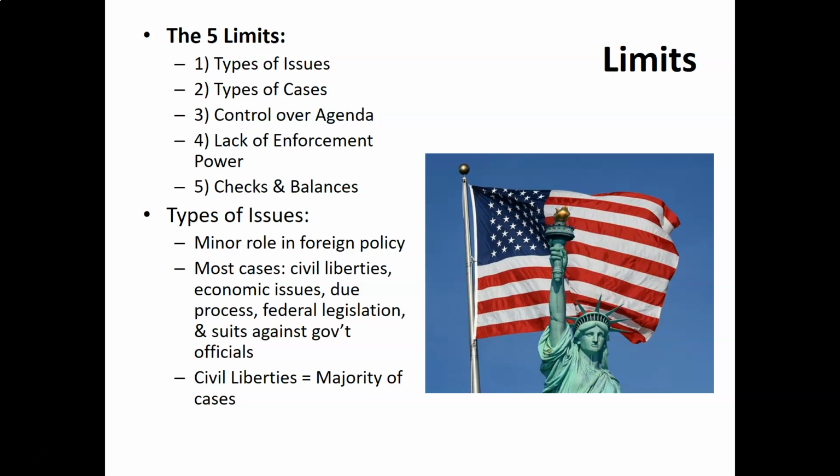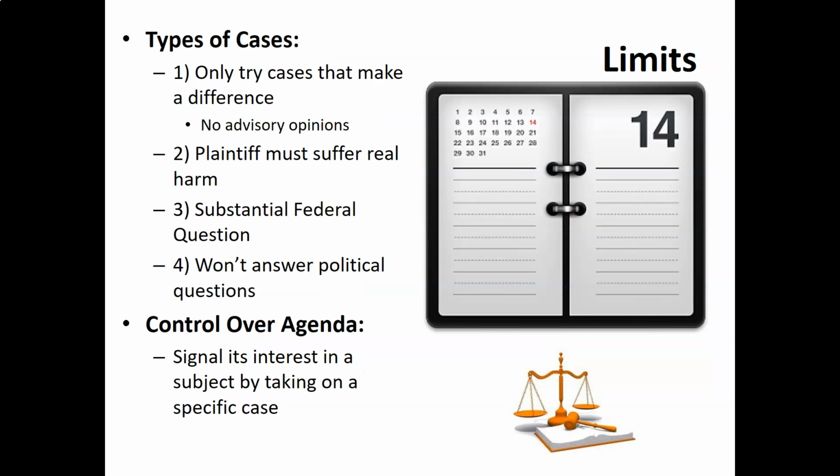So the types of issues can provide a limitation. And the real reason why is because our court system plays a minor role in a lot of outside things, particularly like foreign policy. That's because most of their cases deal with civil liberties or economic issues in the federal government. So since they're really trying cases only in those realms, they don't really play a role in other areas like foreign policy. Now, the types of cases, they can only try cases that make a difference.